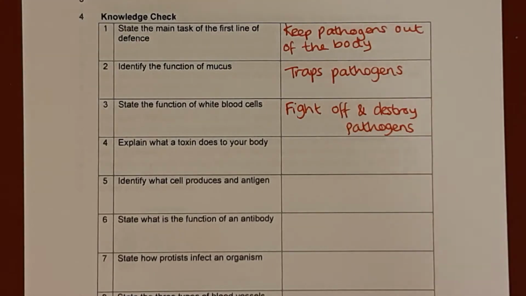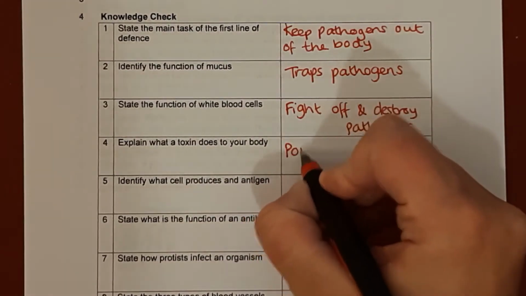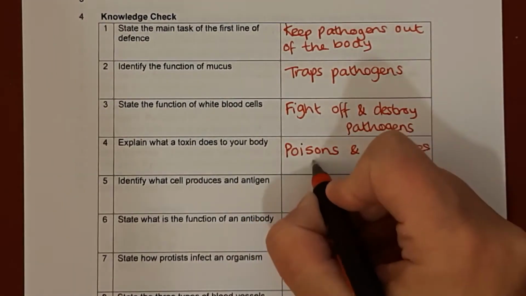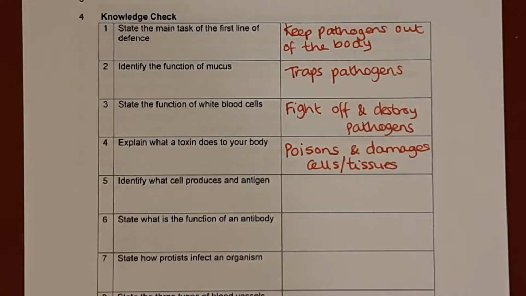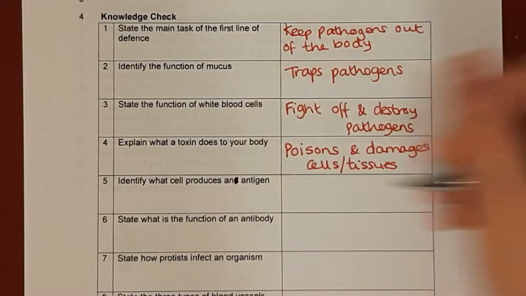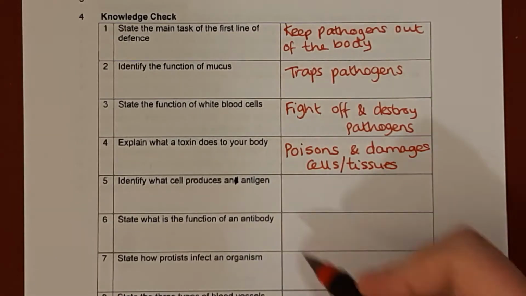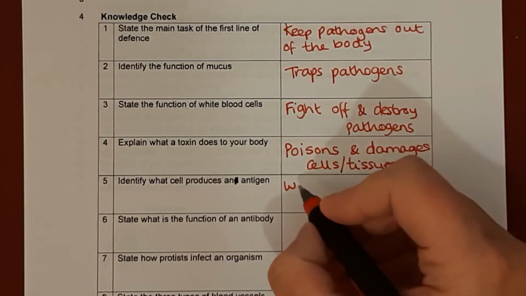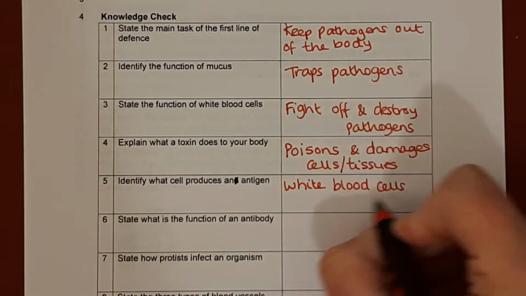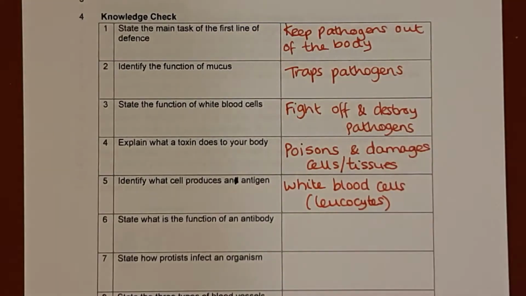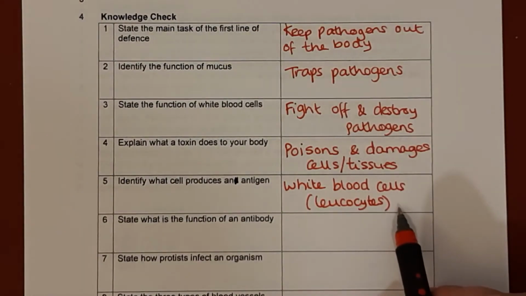Question 4. Explain what a toxin does to your body. So toxins are produced by pathogens and they are damaging to the cells. So it's essentially a poison, and it poisons and damages the tissues and cells. Question 5. Identify what cell produces an antigen. So white blood cells produce antigens. It's specifically the leukocytes. Just white blood cells is sufficient. If you've written leukocytes, that's wonderful.